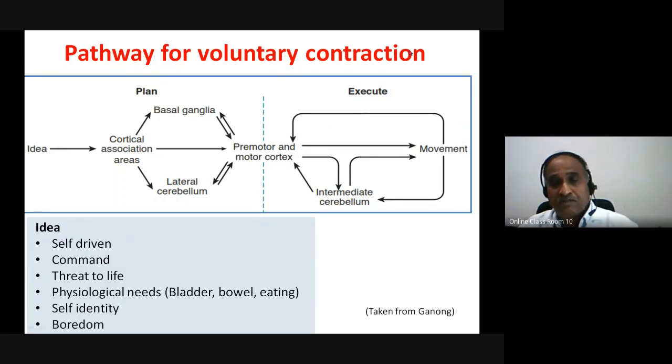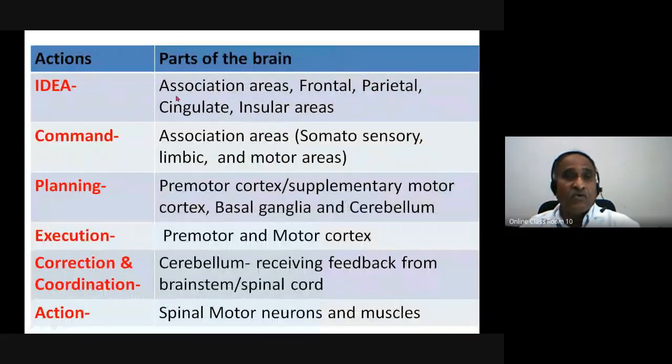This is the pathway for voluntary action. The pathway for voluntary action involves ideation, planning and programming, execution, and then correction. These four components are there in voluntary contraction. Now, here I have listed those four or five components. The ideation, the idea: what are the parts of the brain involved? It starts with the association area.